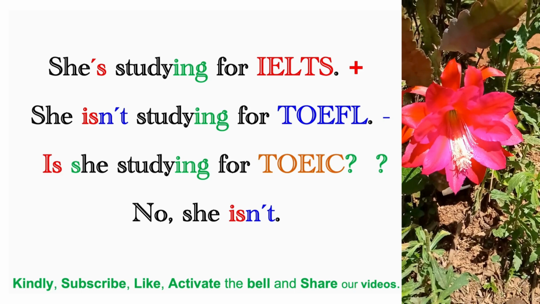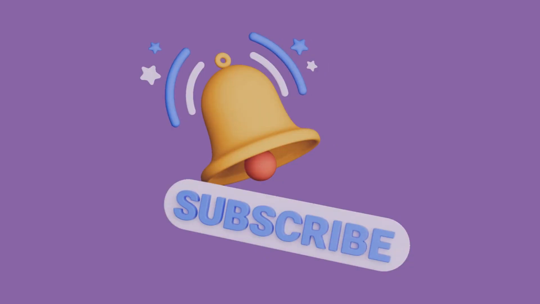Let's repeat after me all these examples. She's studying for IELTS. Some students say it wrongly, but the correct pronunciation is IELTS. She's studying for IELTS. She isn't studying for TOEFL. Is she studying for TOEIC? No, she isn't. Let's go to the next slide.